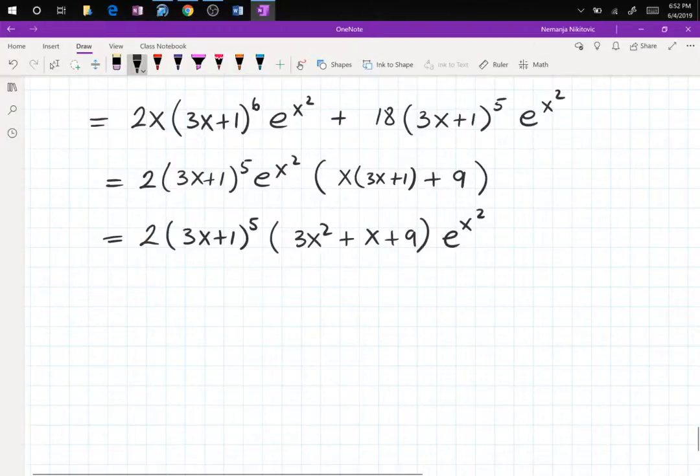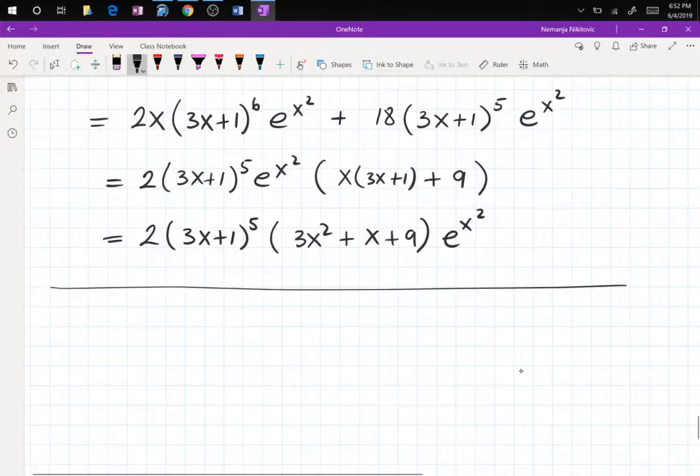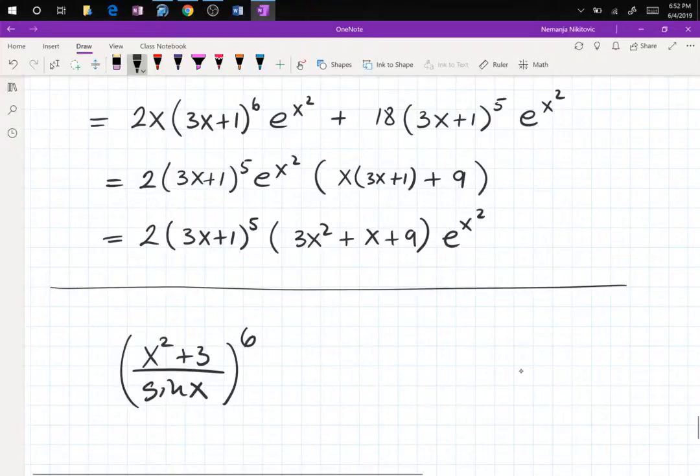Let's take a look at another example you are going to love to hate. How about x squared plus 3 divided by sine x, everything raised to the 6th power.